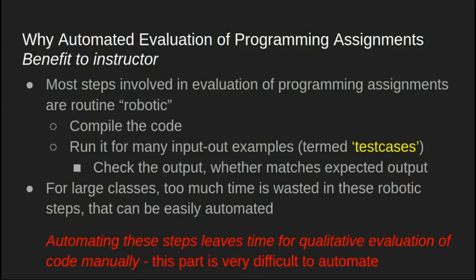So if you wanted to see whether the code style is good, the variable name choice is good, it's readable, there are a lot of comments and the comments are sensible, this part is actually very difficult to automate. So instead of wasting time on the mechanical tasks, we can automate the program evaluation, and focus on evaluating the quality of the code manually.